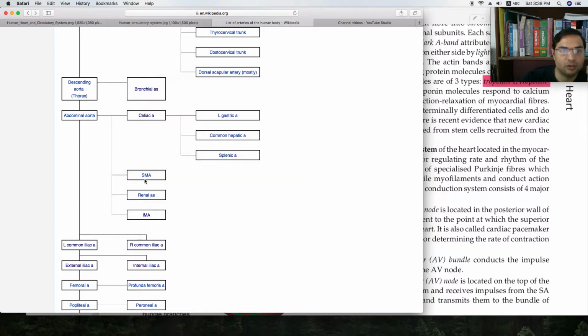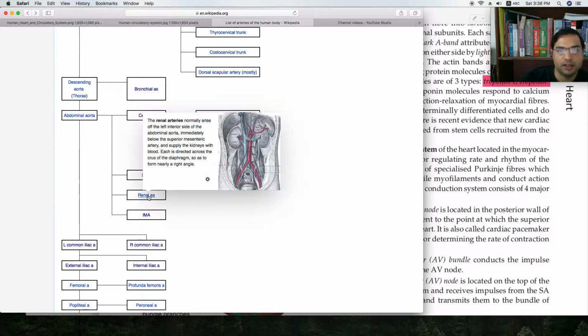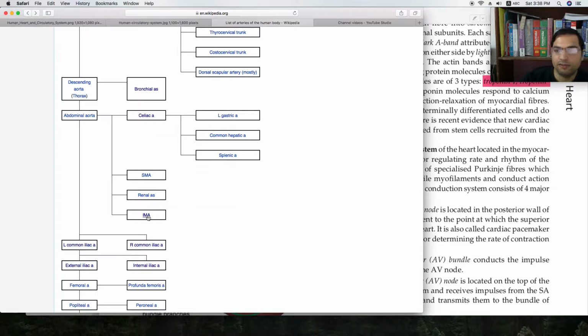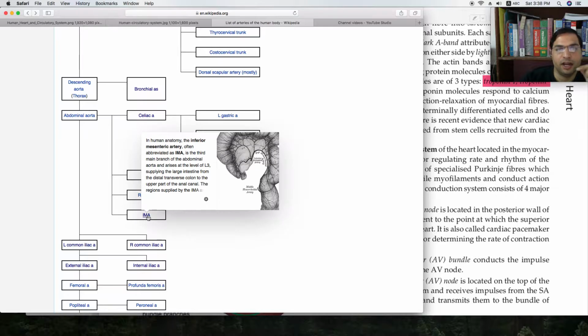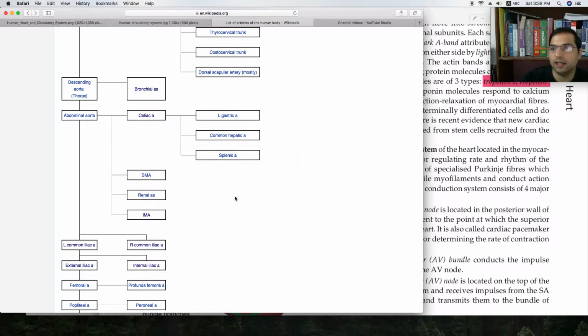So first is the superior mesenteric artery, and then is the renal artery. The renal artery is the artery from the abdominal aorta to the renal tissues, the kidneys. And then we have the inferior mesenteric artery. The inferior mesenteric artery supplies the distal transverse colon, the rectum, the sigmoid colon, and the anus.